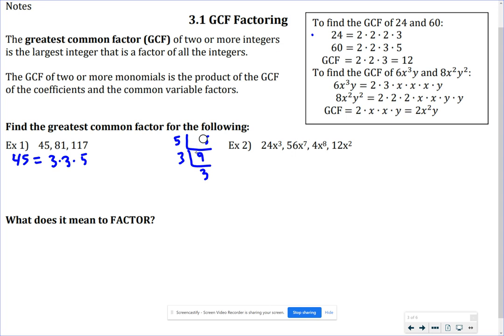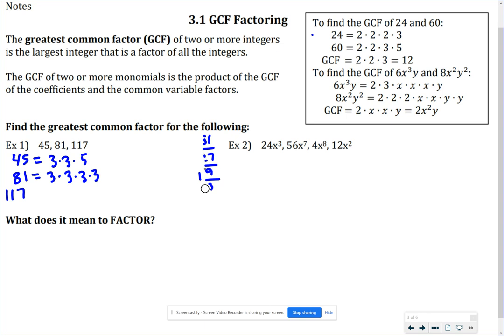Okay, the 81, we're going to do the same kind of thing. 81 is not even, so I can't divide it by 2, but I'll try a 3. Yep, 81 divided by 3 is 27. I can get another 3. 27 divided by 3 is 9. And then 3 goes into 9 and leaves me with a 3. So 81 is 3 times 3 times 3 times 3, or 3 to the 4th power. We'll just leave it that way. 117. Let's look at the 117.